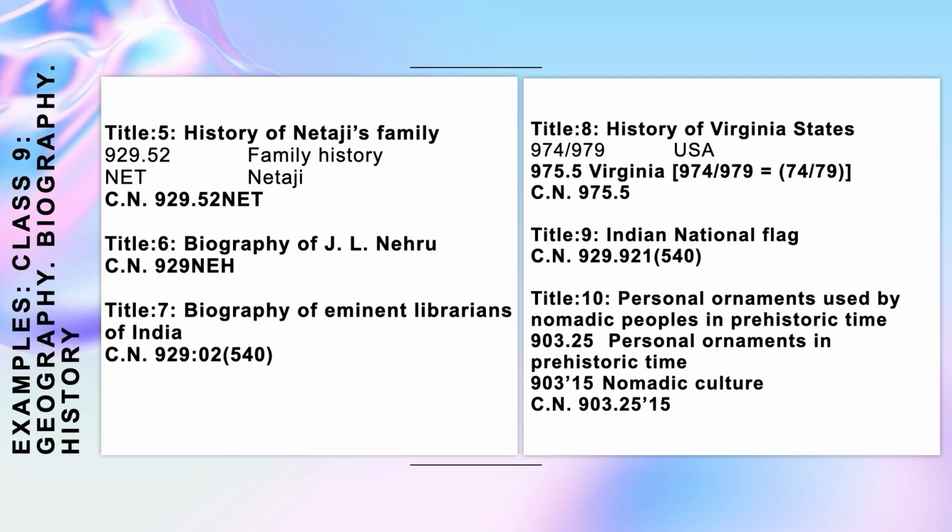Then title 10. So personal ornaments used by nomadic peoples in prehistoric time. You see the title, personal ornaments used by nomadic people in prehistoric time. So there is a class number, that is 903.25, personal ornaments in prehistoric time, and 903'15, that is the nomadic culture. So we can construct the class number, that is 903.25'15, that is personal ornament used by the nomadic people in prehistoric time.